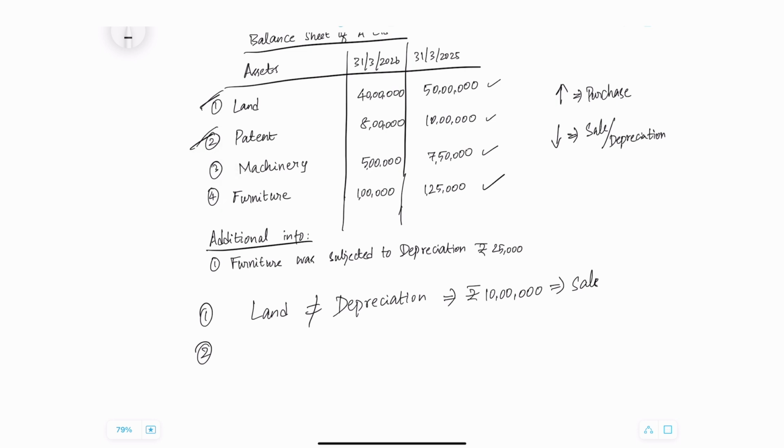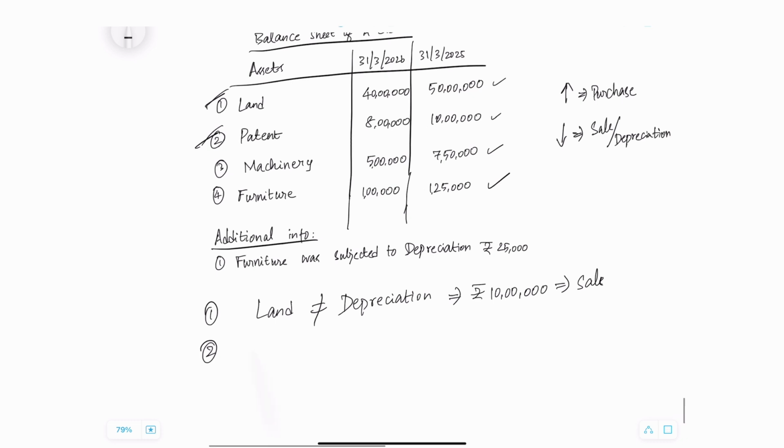Patent. There is a rule that if the question doesn't say how the decrease of an intangible asset happened, then you have to assume patent normally doesn't get sold. So the decrease of patent cannot be assumed as sale. Therefore, the decrease given in this question of 2 lakhs, you have to treat it as depreciation only.